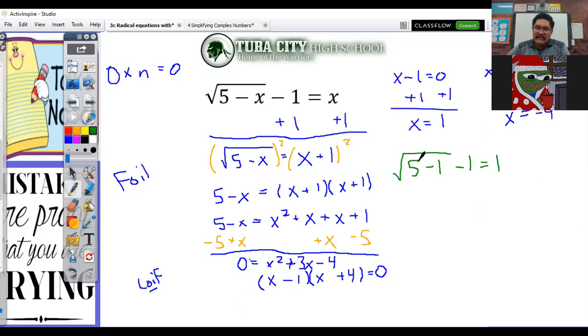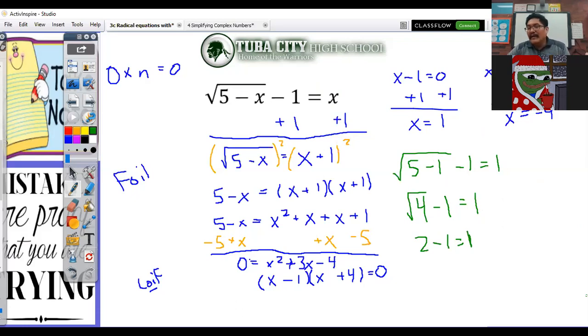All right, so let's go ahead and evaluate this. So 5 minus 1 is 4, which is still under the square root symbol, so it's going to be root 4. And root 4 is going to be 2, and 2 minus 1. Now at this point, I just have to check it to make sure it works out.